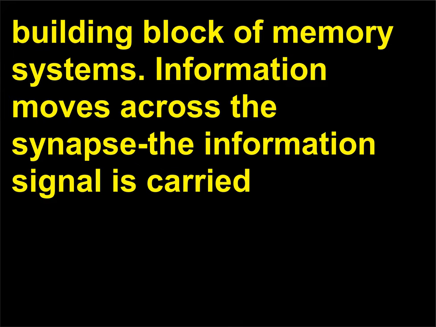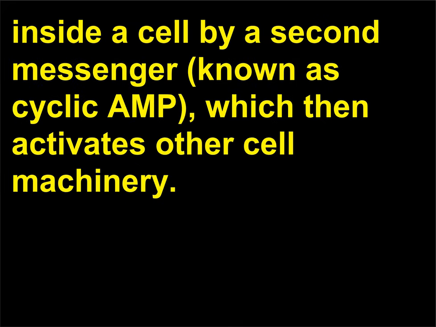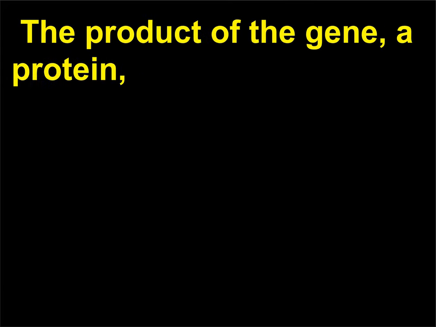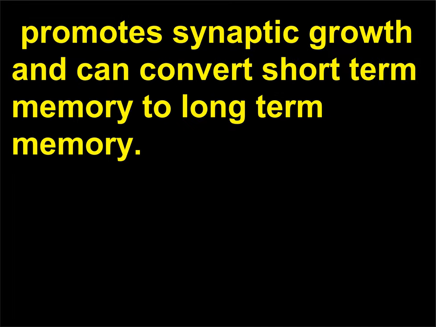Information moves across the synapse, and the information signal is carried inside a cell by a second messenger, known as cyclic AMP, which then activates other cell machinery. The end result is the switching on of a gene that regulates memory. The product of the gene, a protein, promotes synaptic growth and can convert short-term memory to long-term memory.